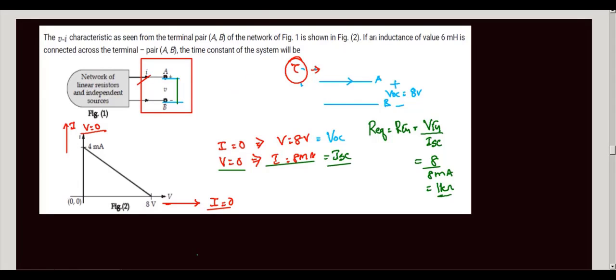If I have L equal to 6 millihenry, what is the time constant? Time constant equal to L by R. What is L here? 6 millihenry. What is R here? 1 kilo ohm. So you get 6 microsecond. Time constant is 6 microsecond. Hope you understand the question. Let's see the next question.